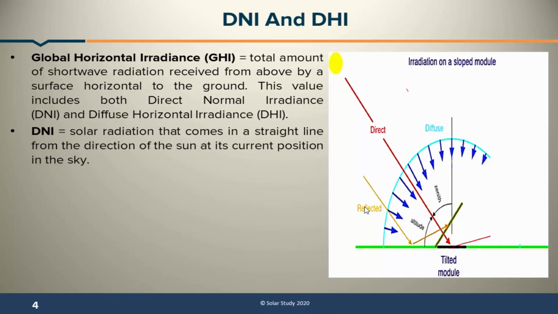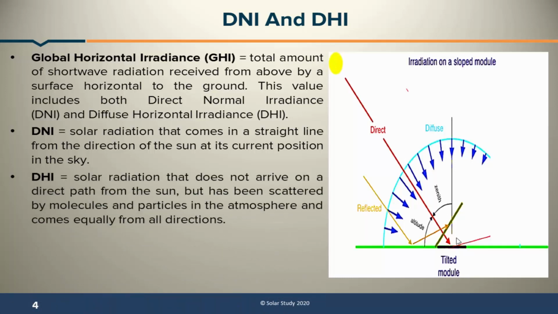DNI is nothing but solar radiation that comes in a straight line in one direction from the sun to a particular position or a particular panel. That is called DNI. So the rays come directly from the sun to the solar panel or a particular area. This is called DNI.